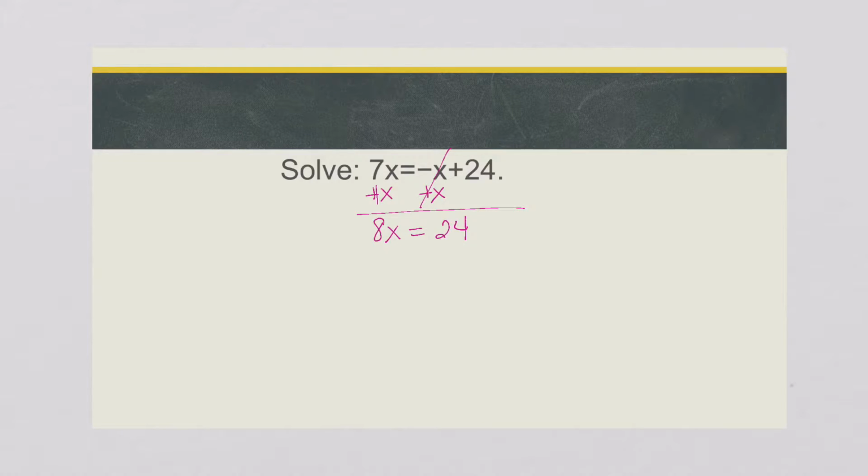Now, to solve this, I need to divide both sides by 8. x is equal to 3. Now I can check my work. So I've got 7 times 3. Does that equal negative 3 plus 24? 7 times 3 is 21. Negative 3 plus 24 is 21. So I am certain that is my correct answer.